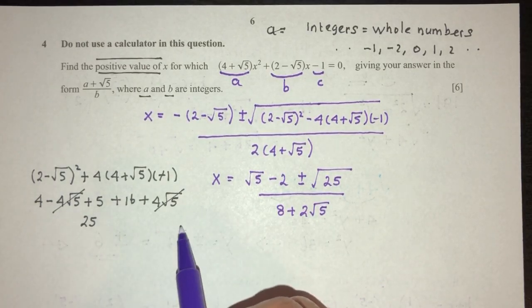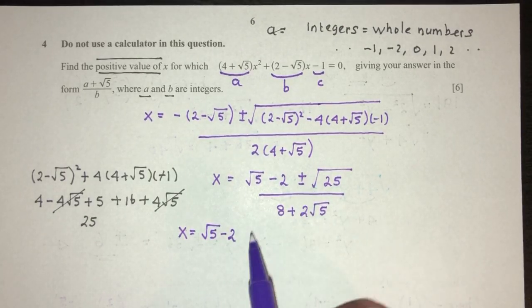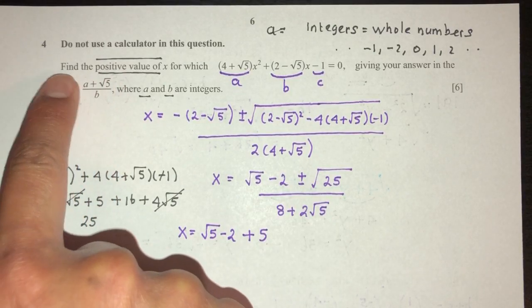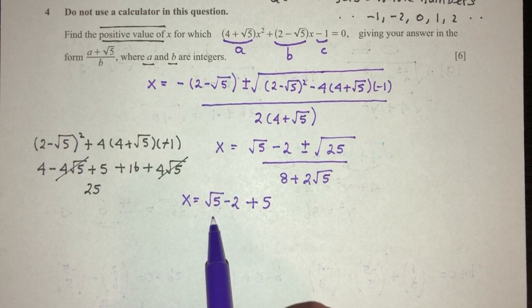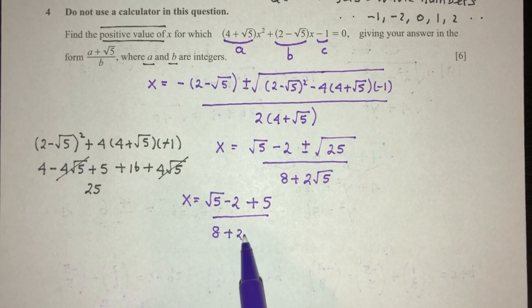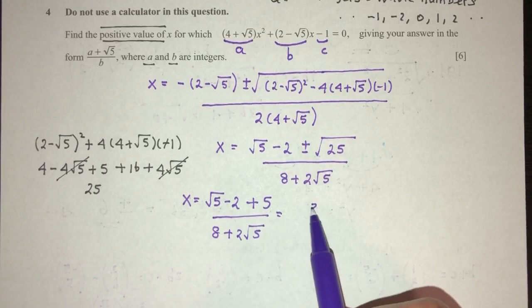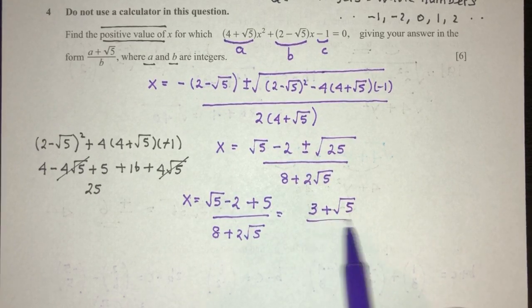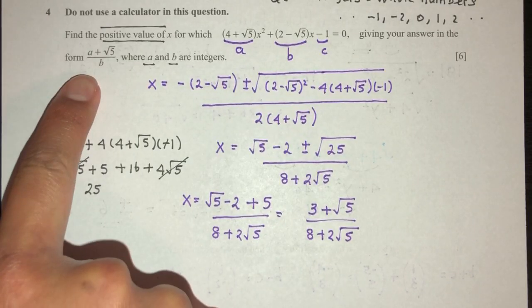Now we can simplify. X has to equal to root 5 minus 2. We take the value of plus, this is 5. The reason why we use plus is because they are only looking for the positive value of x, so that's why we use plus. We take the plus, we don't take the minus. All this divided by 8 plus 2 root 5. Simplify. Minus 2 plus 5 is 3 plus root 5 over 8 plus 2 root 5. So that is your value of x, but here the question is asking us to express in this form.